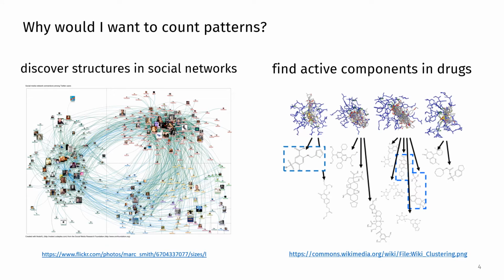So why would we want to count patterns? One application is that we want to find substructures that are common or frequent in a larger graph. For example, certain social structures in a social network. Another application is that we have a database of graphs and we want to find subgraphs that are frequent in all the graphs in the database. For example, the graphs in our database could be molecules that represent drugs, and we want to find substructures that are common to all these drugs, which then indicate active components.